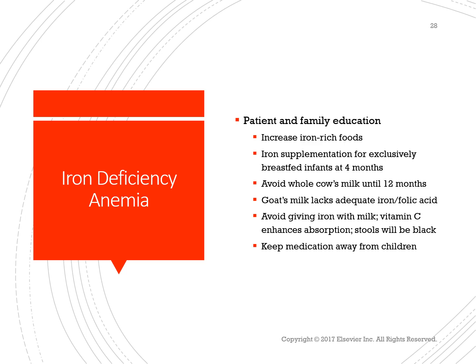Patient and family education, we want to educate them to increase iron-rich foods. Iron supplementation for exclusively breastfed infants starting at 4 months. Avoid whole cow's milk until 12 months. Goat's milk lacks adequate iron and folic acid. Avoid giving iron with milk because that's going to decrease absorption. However, vitamin C enhances absorption. And go ahead and remember to give the family the heads up that the stool will be black.